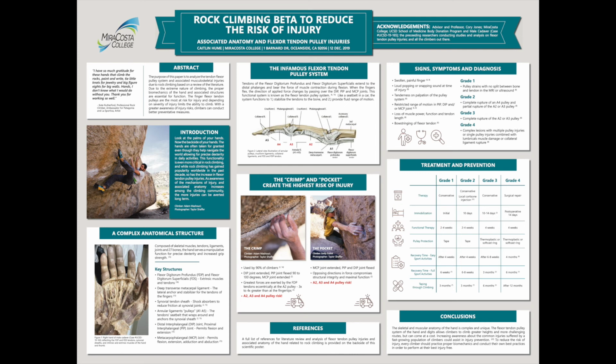And so what we've learned today is that the flexor tendon pulley system is infamous in its high risk to injury on some of the high risk holds within climbing, such as the crimp and the pocket. We've learned what beta means within rock climbing, and we've also learned that there is a very complex system to the hand, and the anatomy is absolutely fascinating in my opinion.